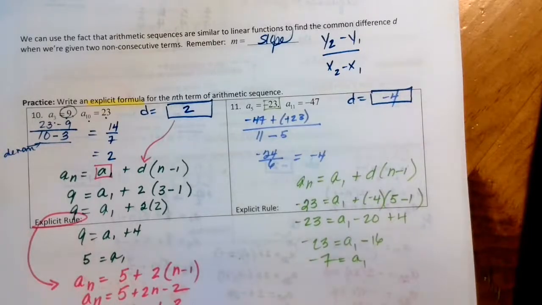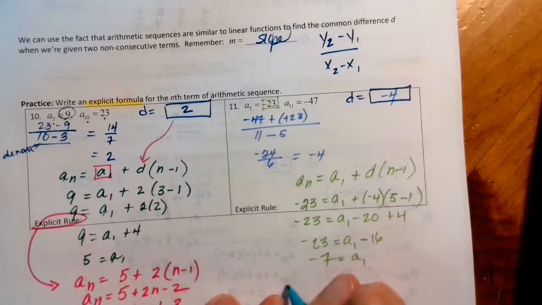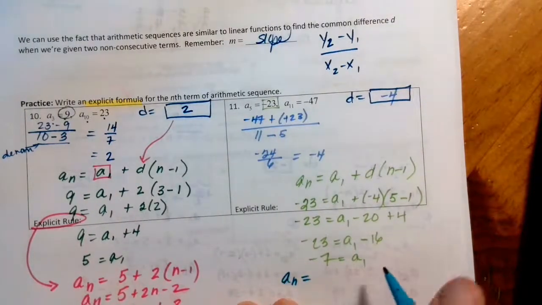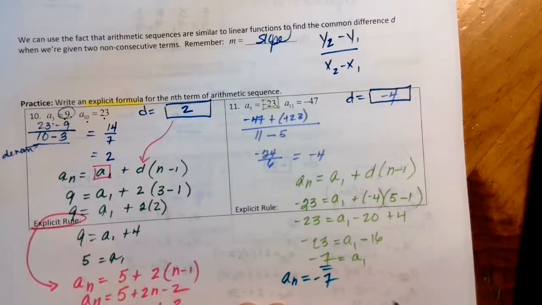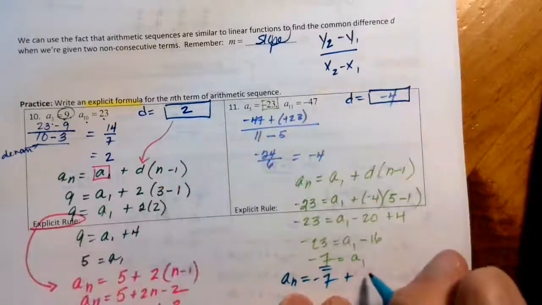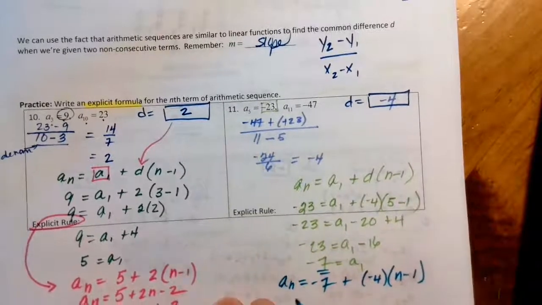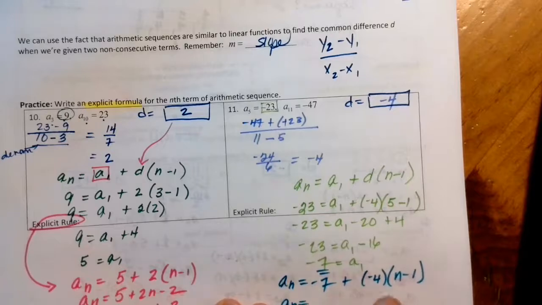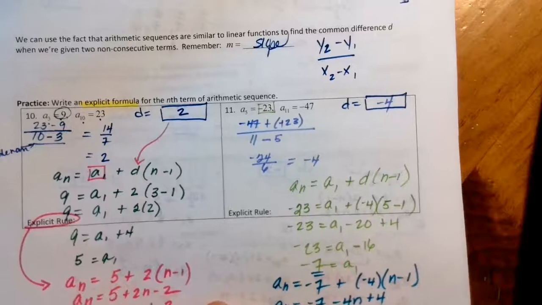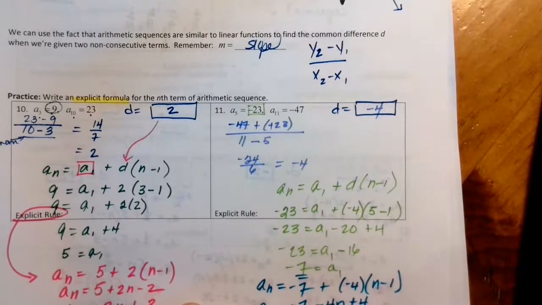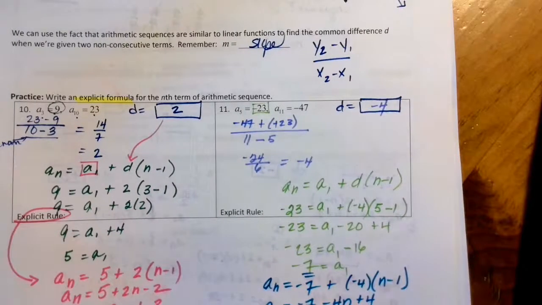So now it's time for me to write my rule. Any term is equal to this first term that you just found, plus your difference that we knew from up there, times n minus 1. Negative 7 minus 4n plus 4. So a sub n is equal to negative 4n minus 3. And you can check it out. You can always plug your values in to guarantee that you got the numbers right.